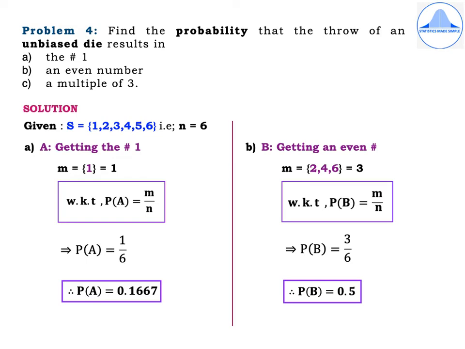Let's move on to the second subdivision, subdivision B. Define the event B as getting an even number. So what are the even numbers on the die? They are 2, 4 and 6. So m is equal to {2, 4, 6}, which is written within flower brackets, and the total number of outcomes here is 3. So m is equal to 3. Then write the formula. We know that P(B) is equal to m by n, which implies P(B) is equal to 3 divided by 6, or P(B) is equal to 0.5.